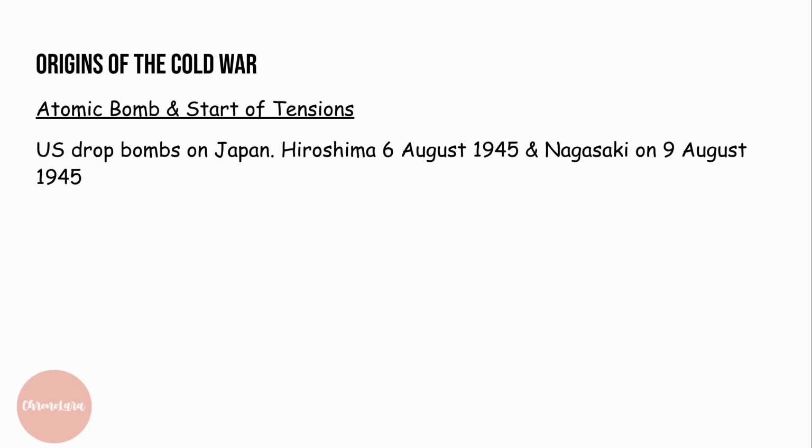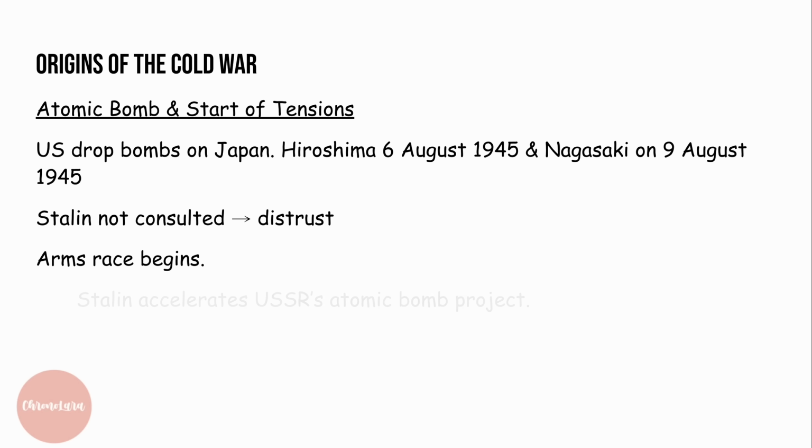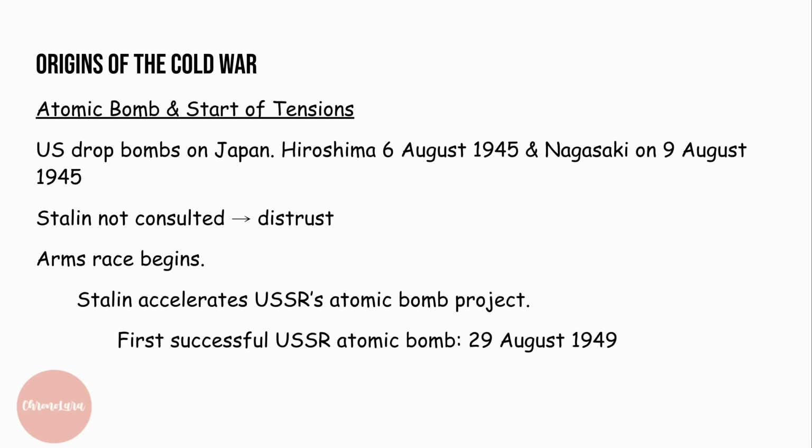US dropped bombs on Japan, one in Hiroshima on the 6th of August 1945 and Nagasaki on the 9th of August 1945. Stalin was not consulted about this till last minute at the Potsdam Conference. This creates distrust. Now the arms race begins here. Stalin accelerates the USSR's atomic bomb project, and this leads to the first successful USSR atomic bomb test on the 29th of August 1949, ending the US nuclear monopoly.